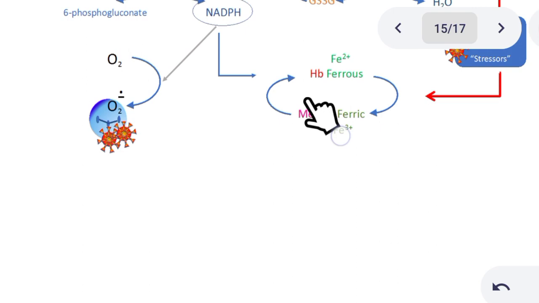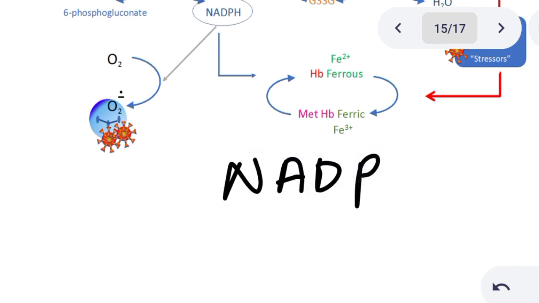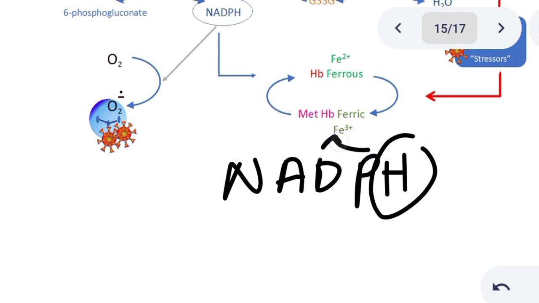For it to be converted, this ion must gain an electron so it becomes Fe2+. Where is that electron going to come from? It's going to come from NADPH, because like I said, NADPH is a reducing agent. In other words, it's an electron carrier. It has an extra electron in its hydride ion. So NADPH donates an electron to this ion, so that the ion can become ferrous again. And that is hemoglobin.